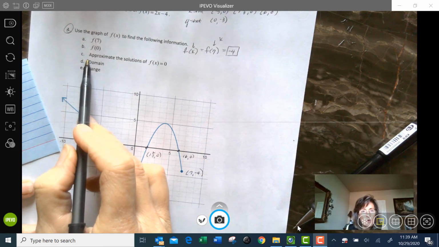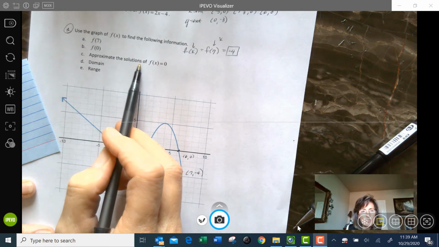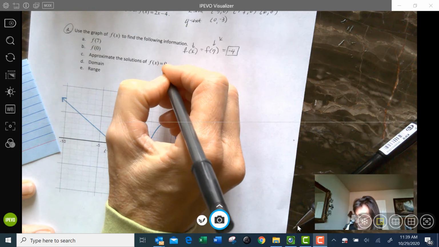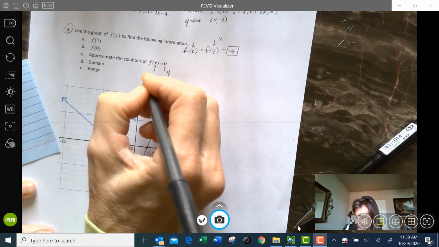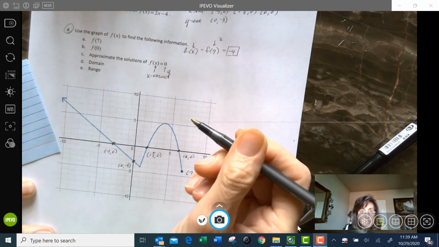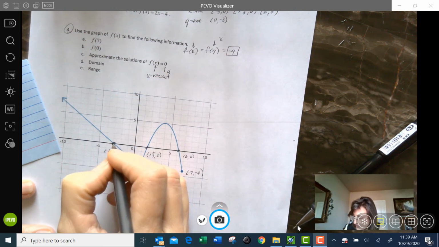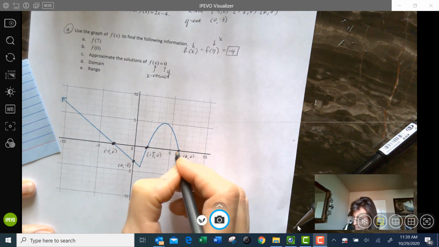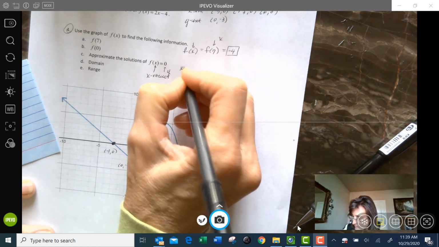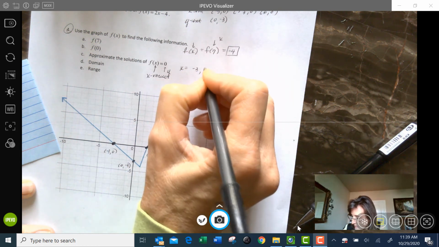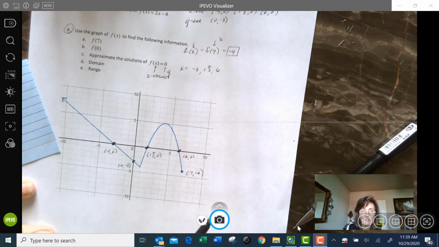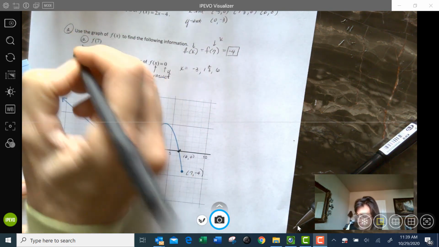So now let's look at part C. Approximate the solutions of f of x equaling 0. So remember, this is your y value. So obviously they want to know the x value or values when the y value is 0. Well, we actually have already identified these as the x-intercepts, where the y value is 0. So there are 3 of these x values. They are -3. We had to estimate the 1 2/3 and 6. So we've answered part A and part C.